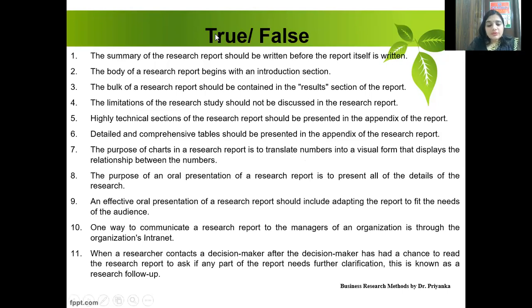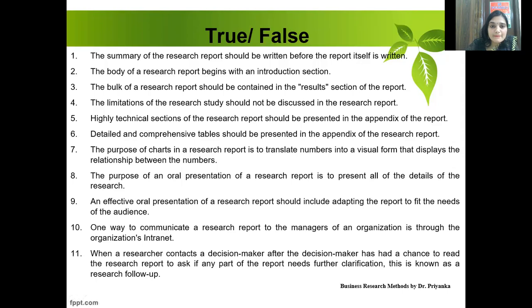The summary of a research report should be written before the report itself is written. Is it? Can you write a summary before you have written the report? No. The summary should be written only after the rest of the report has been completed. Then only will you be able to write the summary beautifully. So it is false.